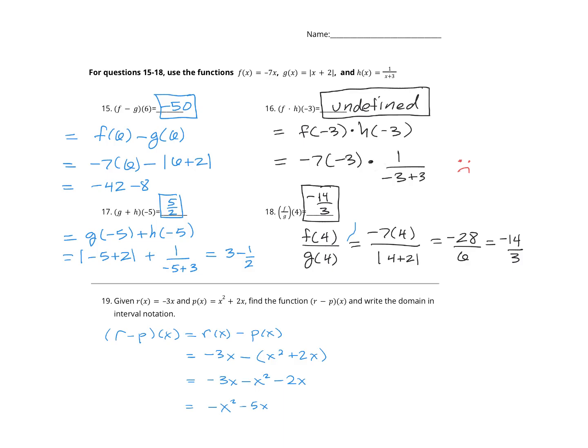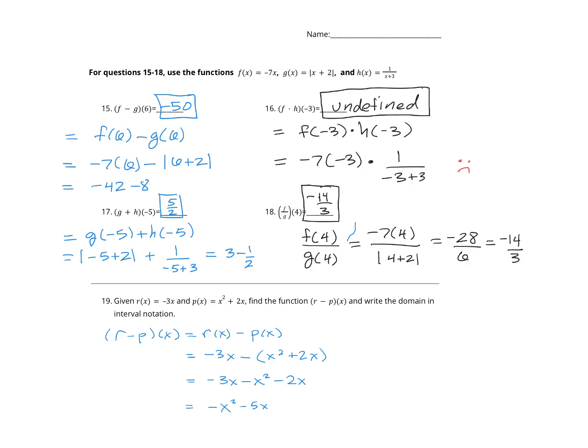Now let's talk about domain. And again, remember, domain is about restrictions. If you think about it, you can evaluate this function for any number x that you want to, because all it's doing is squaring and multiplying and subtracting. Going back to the original ingredients, you'll notice that r of x does nothing more than multiply by a negative 3, and p of x does nothing more than squaring and adding. And then putting that together, no restrictions. So therefore, it's all real numbers.